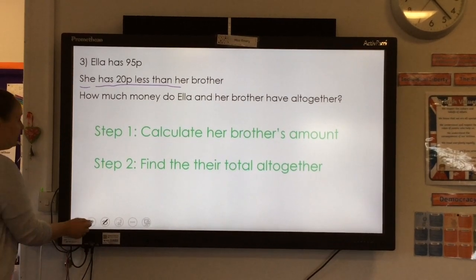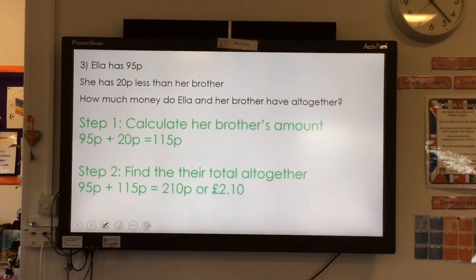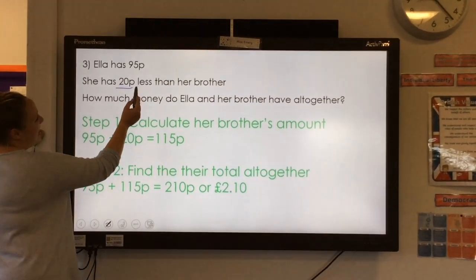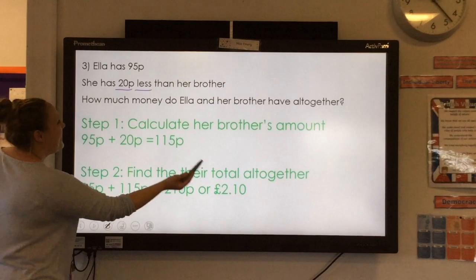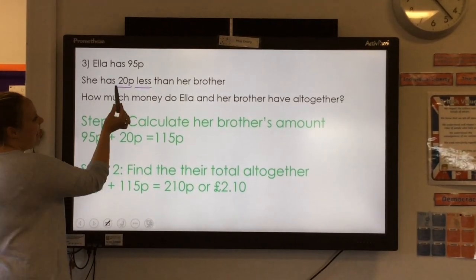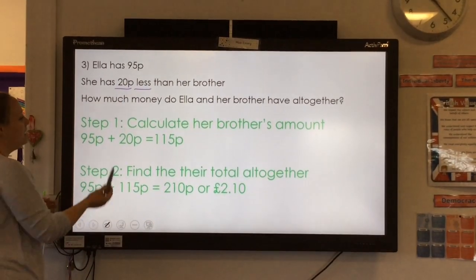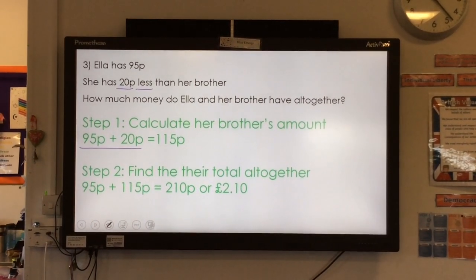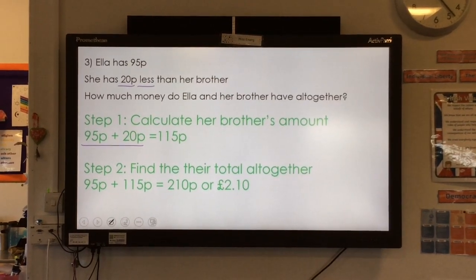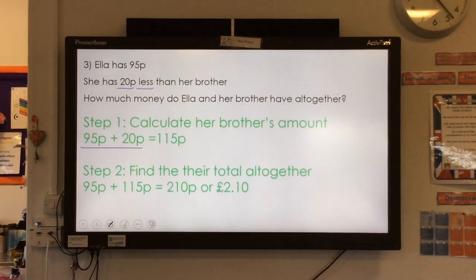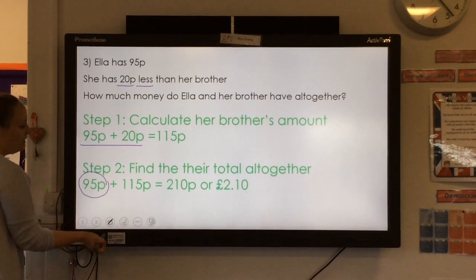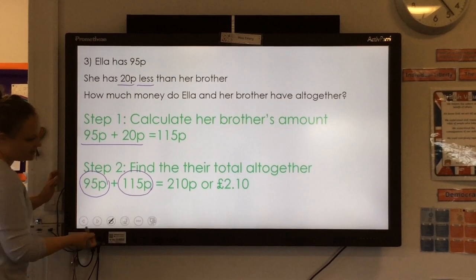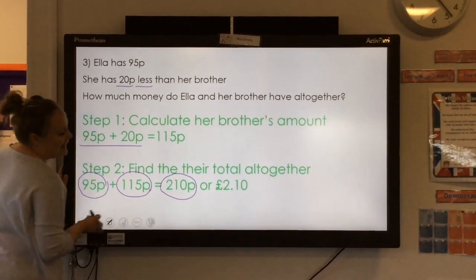So, in order to find her brother's amount, you have to add 20p, because she has less than him, which means he has more than her, and he has 20p more than her. So 95p add 20p gives us 115 pence. Now, how much do they have all together? We add her 95 pence to his 115 pence, and that gives us 210 pence.